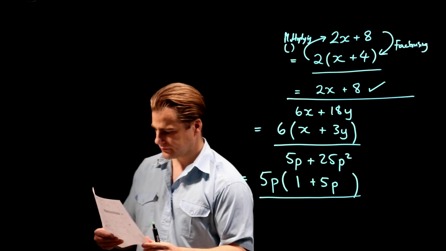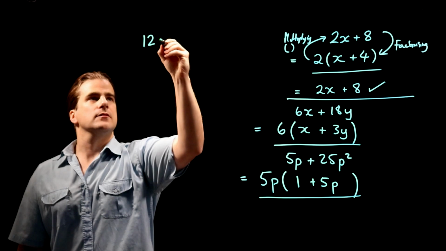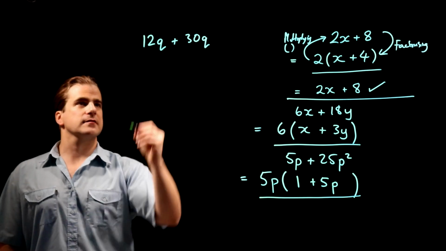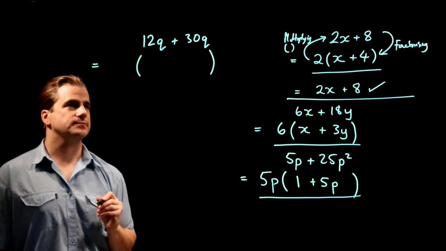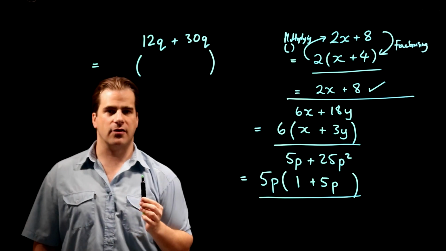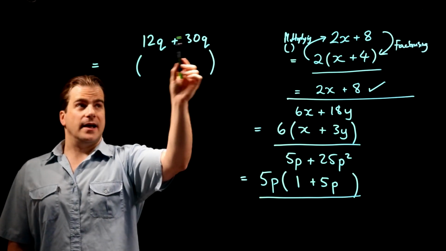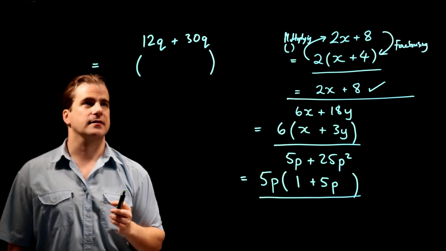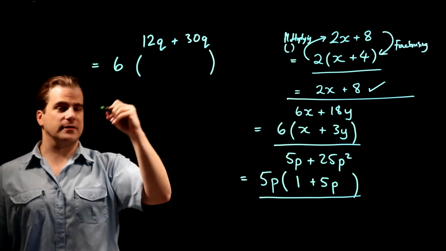Okay, let's do another one. 12q squared plus 30q. Right, brackets, space, equals. Let's go. Right, first the numbers. Highest common factor of 12 and 30. Well, it's not 12 because it doesn't go into 30. 8 doesn't go into 6. Yes, 6 goes into both of them. It's going to be 6. So write a 6 outside. We've pulled out a 6.